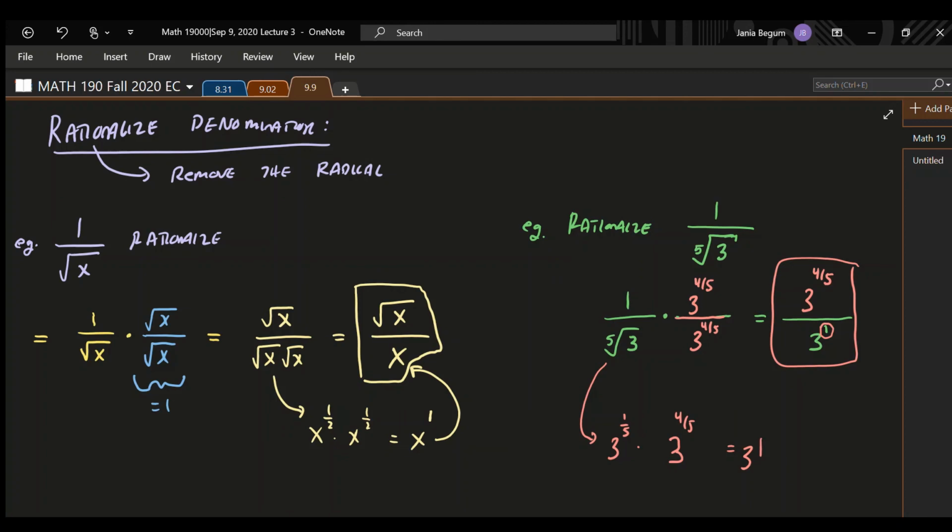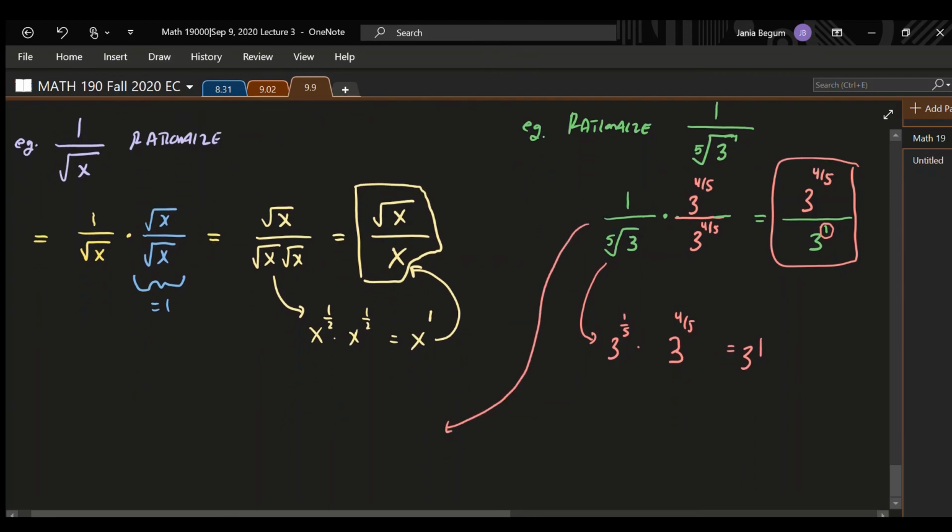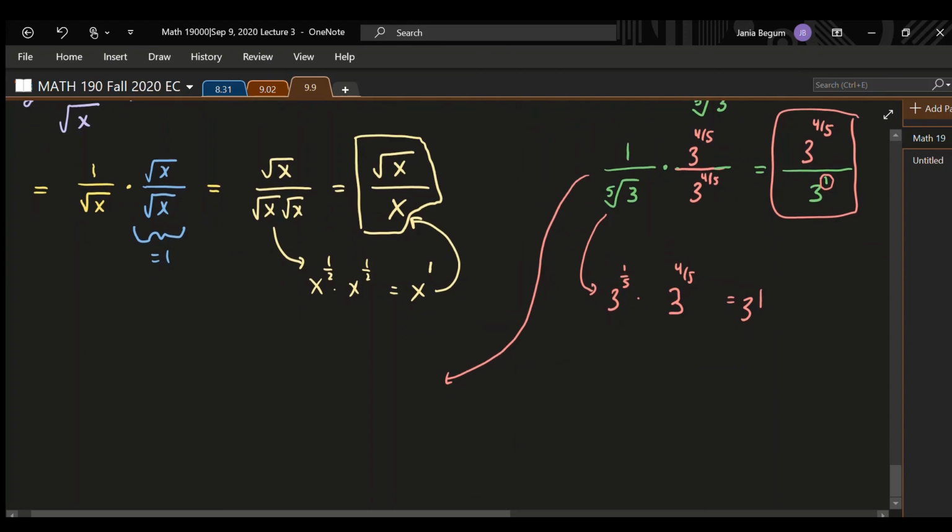Okay, let's show that. So coming back to this example, the first thing you want to do is rewrite the radical in exponential form. So we have 1 over 3 to the power 1/5.